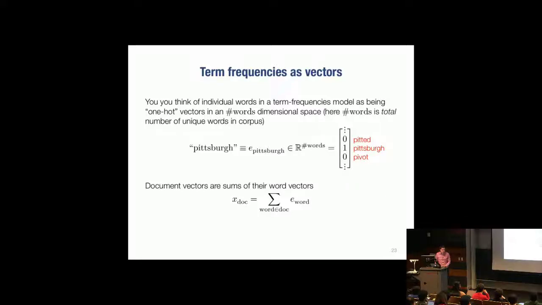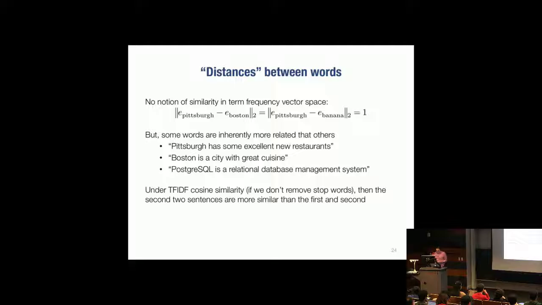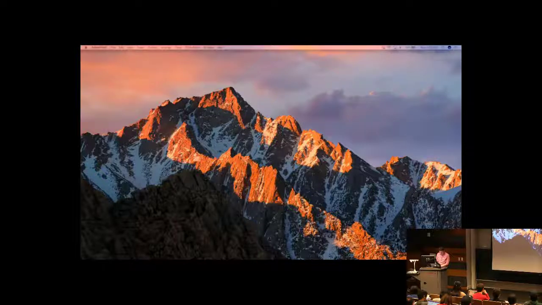Okay, now the problem with this approach is that these vectors don't really have any notion of distances between them, right? So let's take two vectors, one for Pittsburgh and one for Boston. Actually, the entry there is not 1, it's actually square root 2, so I should say 1/2 of that thing squared. Anyway, let me change that, just to be accurate here. Okay, that's better.